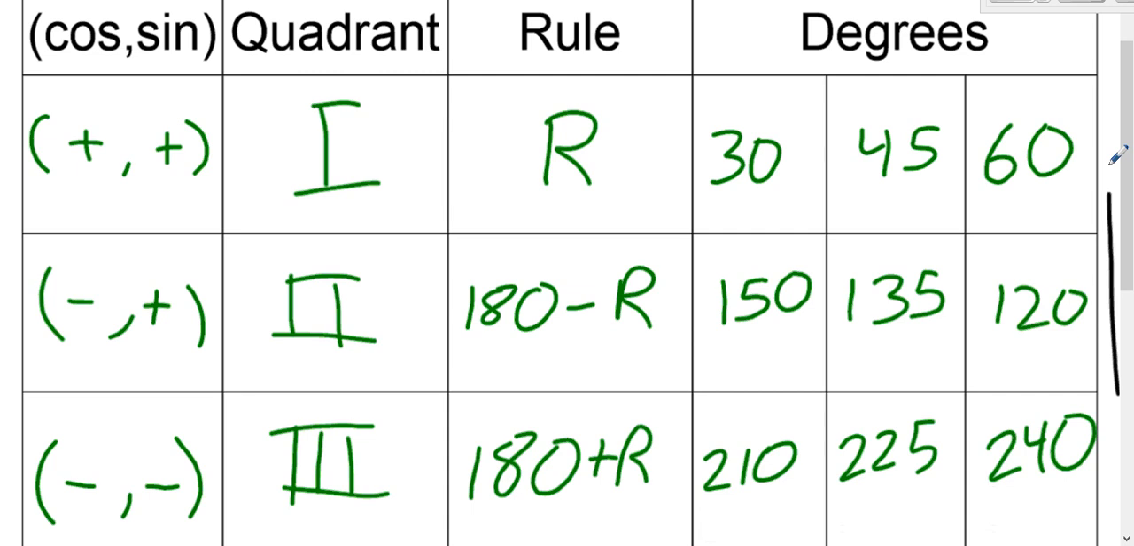So we can actually summarize all this with this little chart right here. On those coordinates, in quadrant 1, it's always going to be positive, positive. The rule for the angle is just the reference angle. And the angles that you'll get in quadrant 1 are 30, 45, and 60. In quadrant 2, it's a negative and a positive. 180 minus the reference angle for quadrant 2. So you get 180 minus 30, 180 minus 45, and 180 minus 60. You get your angles. But it all comes back to your reference angle.